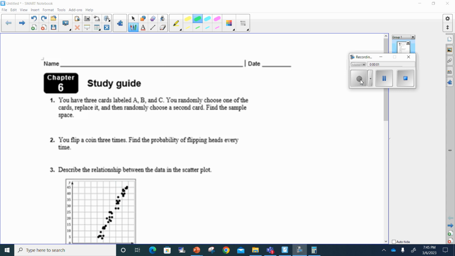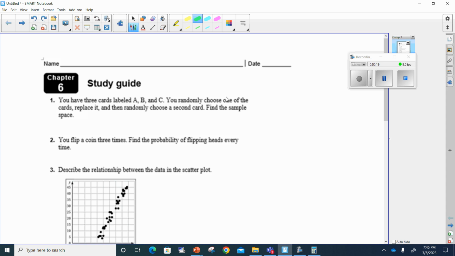In advanced class, let's go ahead and prep for this test using the study guide for chapter 6. You have 3 cards labeled A, B, and C. You randomly choose one of the cards, replace it, and then randomly choose a second card. Find the sample space. Remember, we're writing all the possible things that can happen.